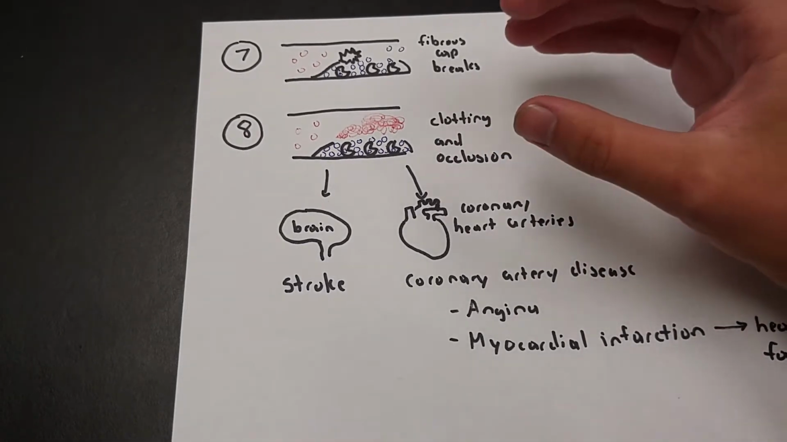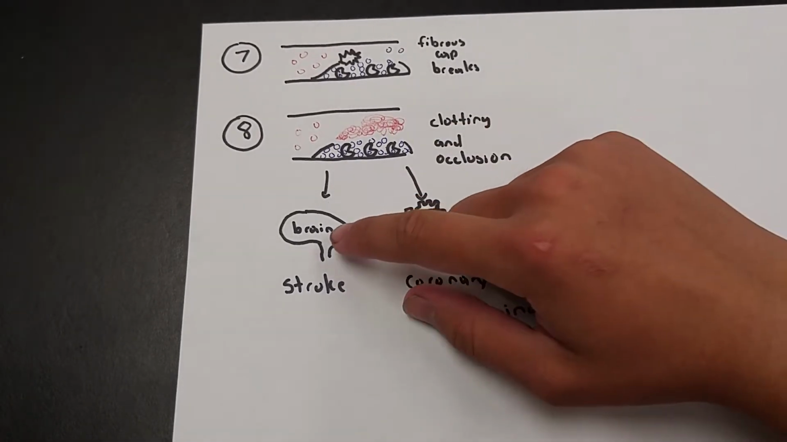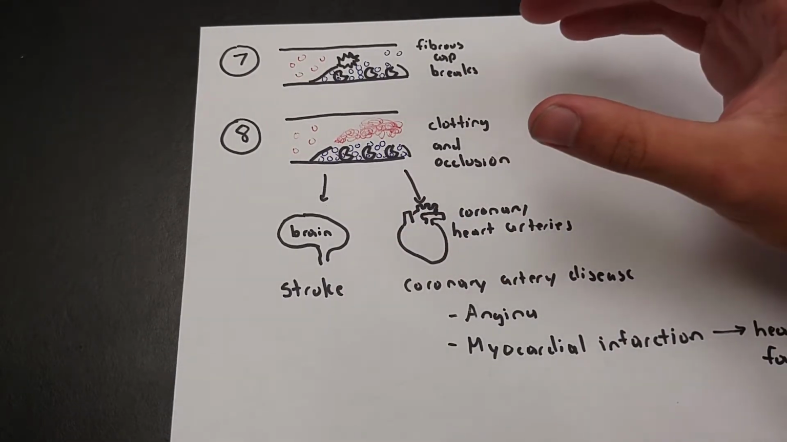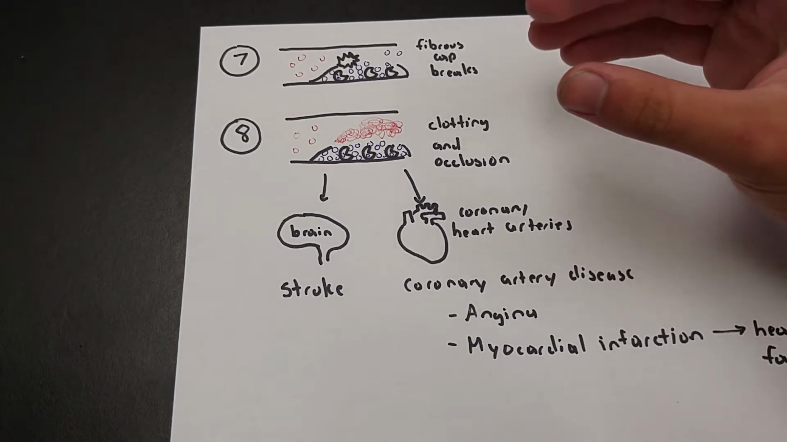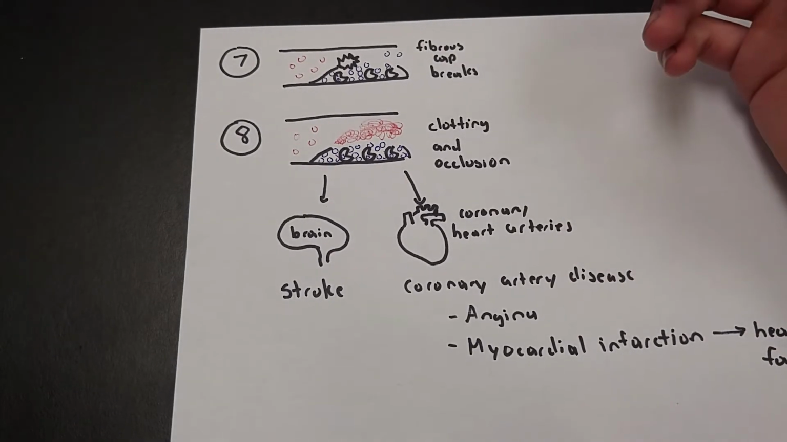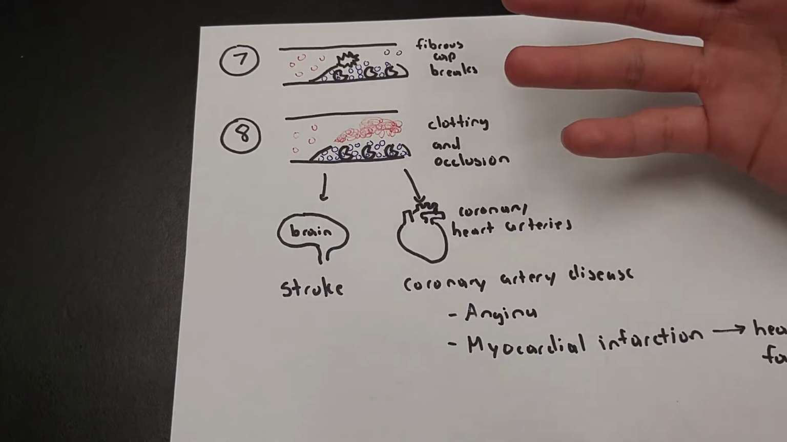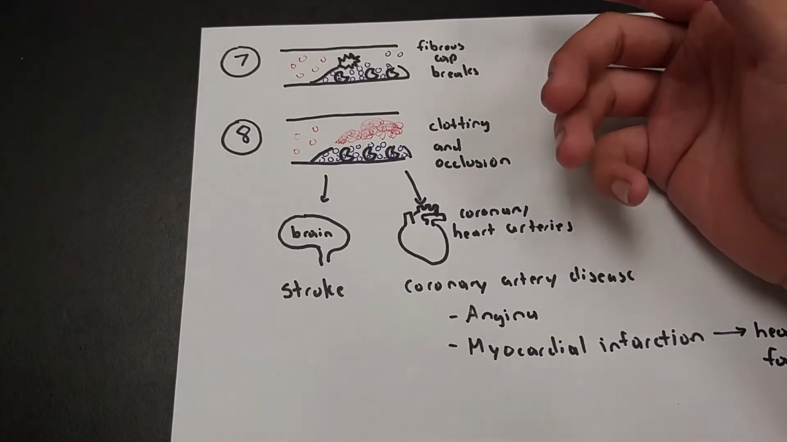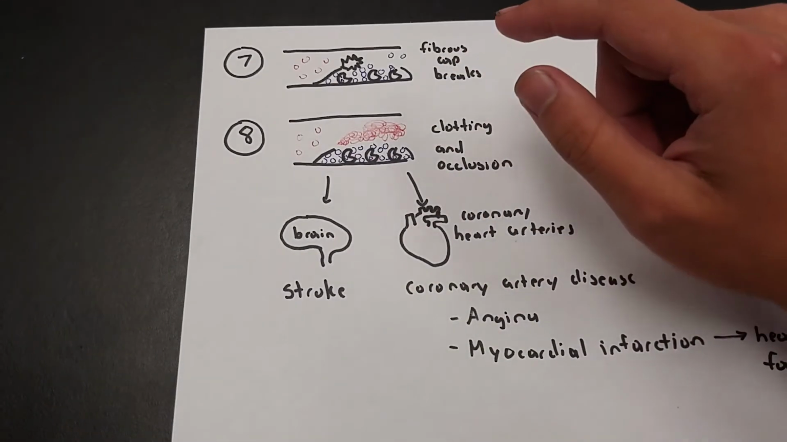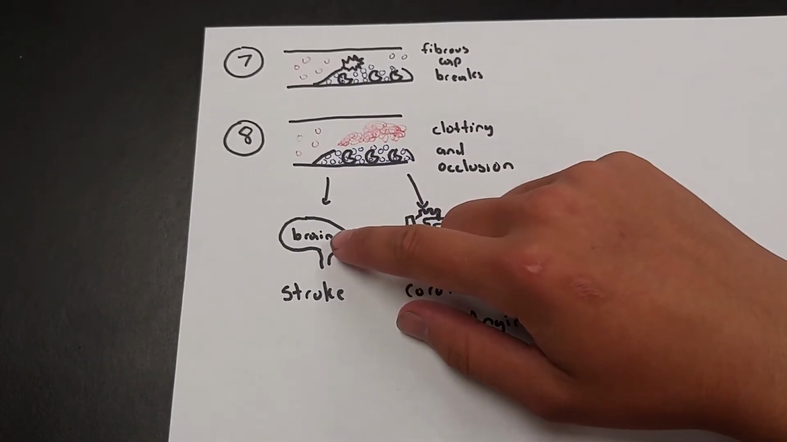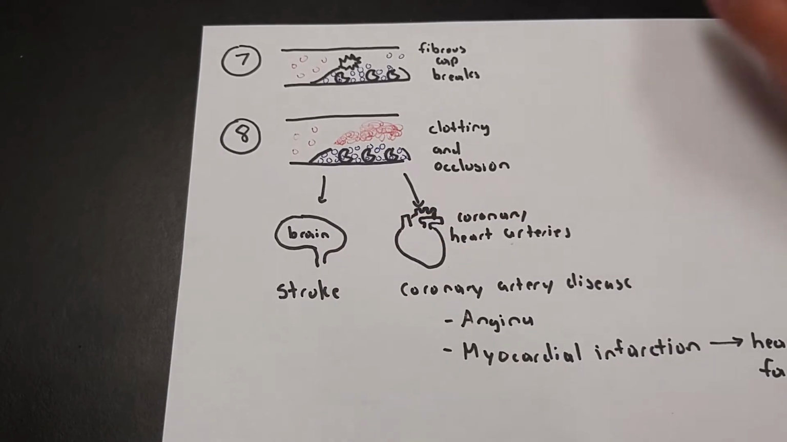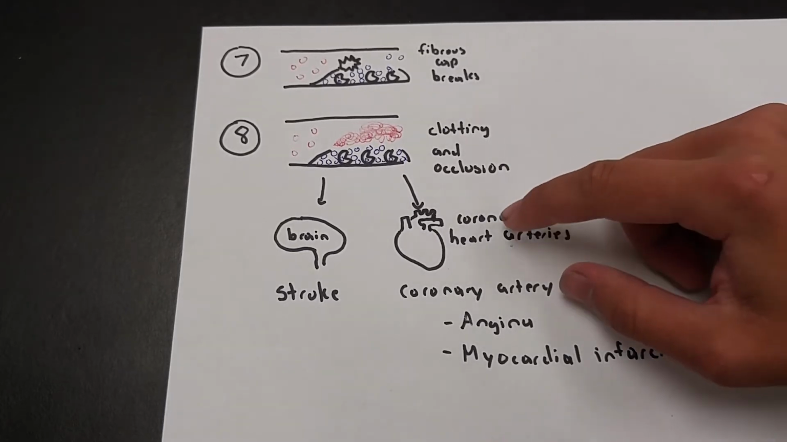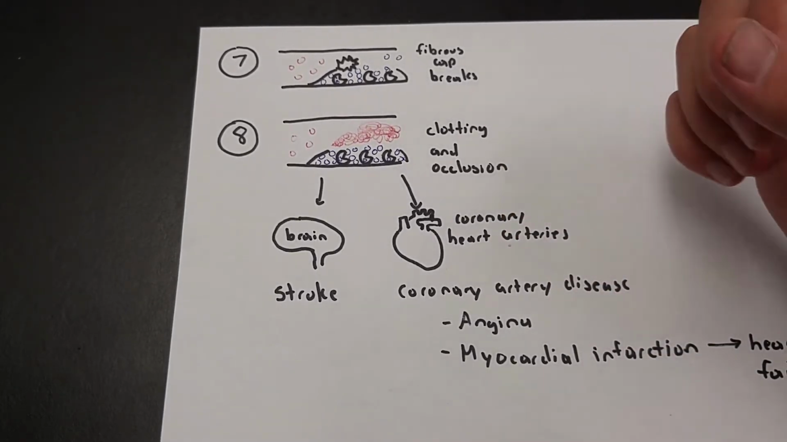A blockage of a vessel can be very, very bad, especially if it's in the brain. Anywhere there's a blockage of a vessel, blood can't get there. If blood can't get there, oxygen can't get there, and the cells that don't have oxygen start dying off. So if you have a blockage in your brain, that can cause your brain cells to die off. That's called a stroke.